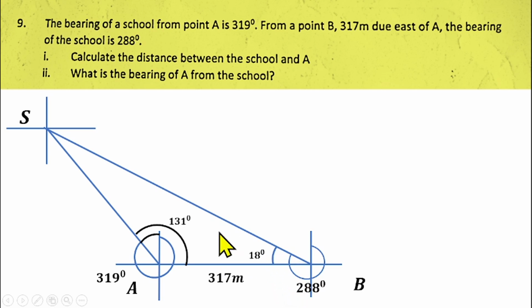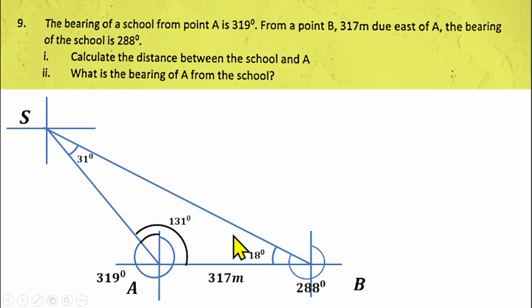Good. And if we know the angle that is here, and we know the angle that is here, we can find the third angle inside the triangle. Since we already know two angles, we can use the sum of angles in a triangle. That will be 180 minus 131 minus 18, and that will give us 31 degrees. So now we have all three angles inside the triangle.